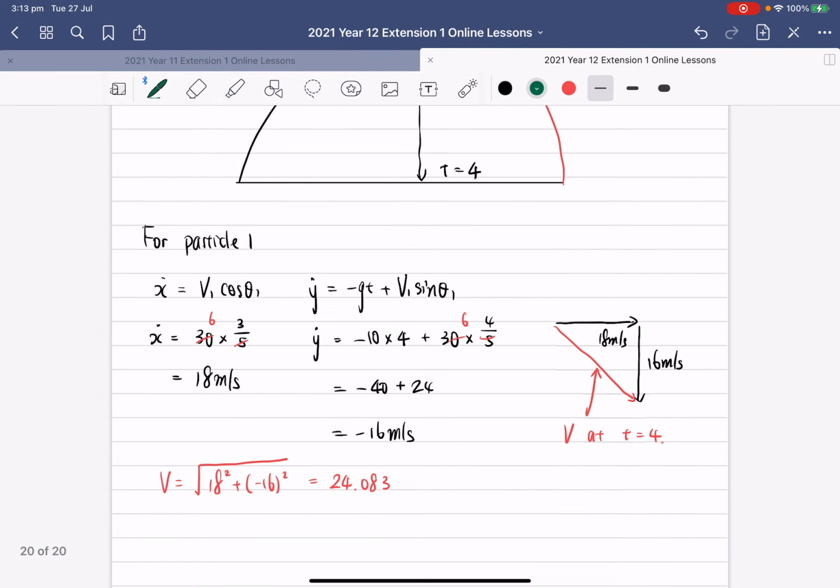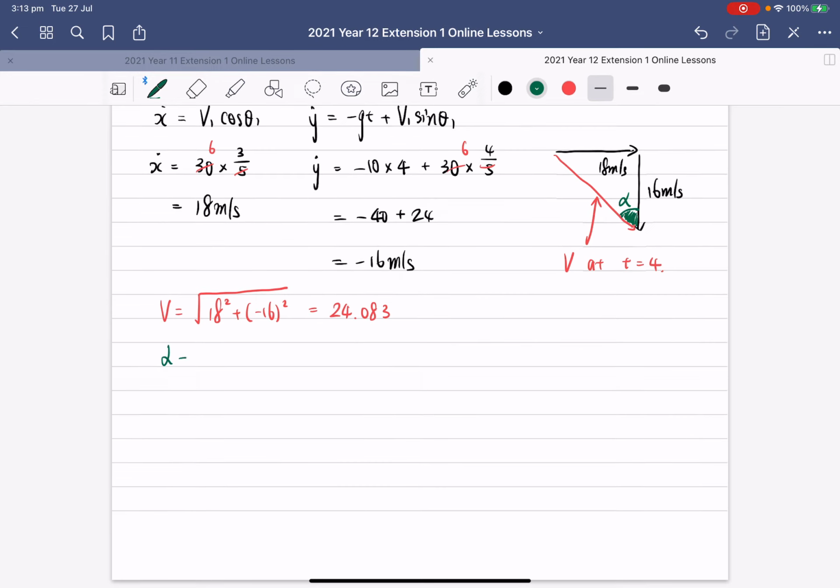So what I'm looking at is this angle. In this case, I don't even need to find out the resultant velocity. I just need to find the angle. Let's just call this alpha, for example. Alpha is equal to tangent inverse, okay? And that's pretty obvious, which is opposite over adjacent. That is 18 over 16. Okay. All right, so that's the first one.